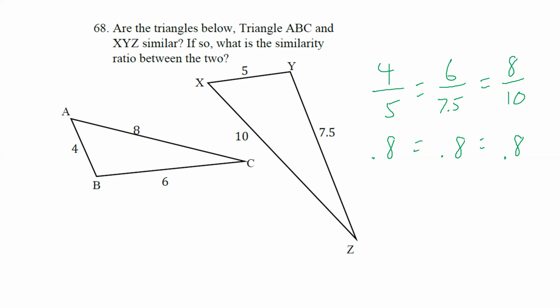And then we wanted the similarity ratio. Well, simplified form here would be the one that we did first, that 4 over 5. So we can say yes, and then we can say the ratio is 4 over 5. Now, it didn't specify as to which one it wanted first. So you could have said it as 4/5 or 5/4. Both would have been acceptable. And that's it. That's the whole review.